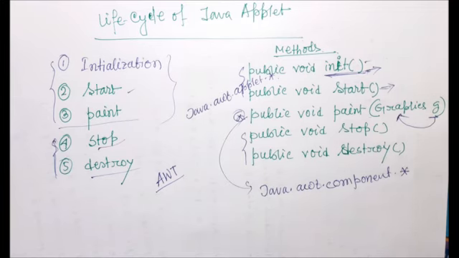So first you have to know about initialization, what kind of code we can write in our initialize or init method, what kind of code we can write in our start method, what kind of code we can write in my paint method, and why we use the stop method and destroy method. That is all about this applet life cycle.